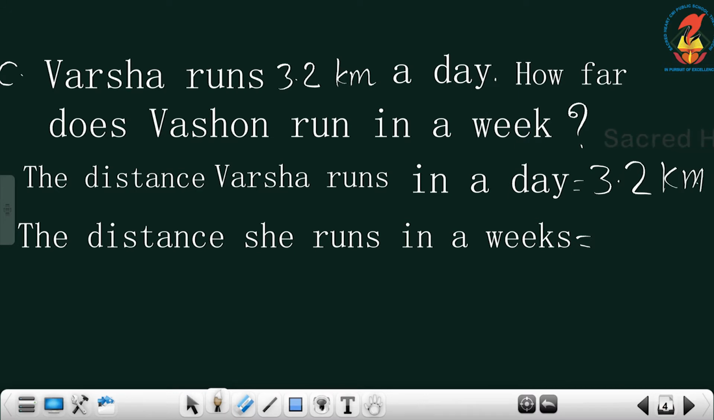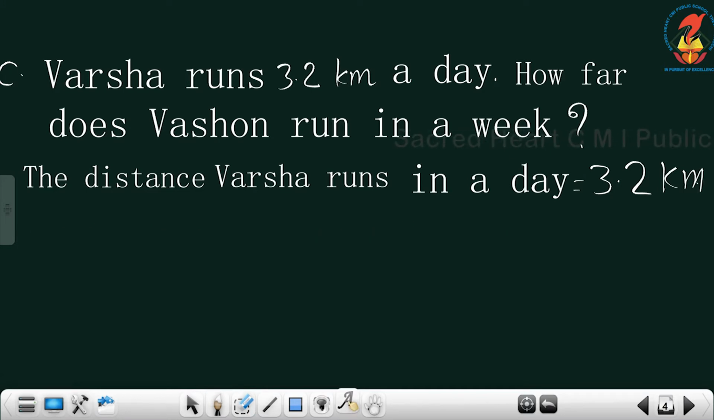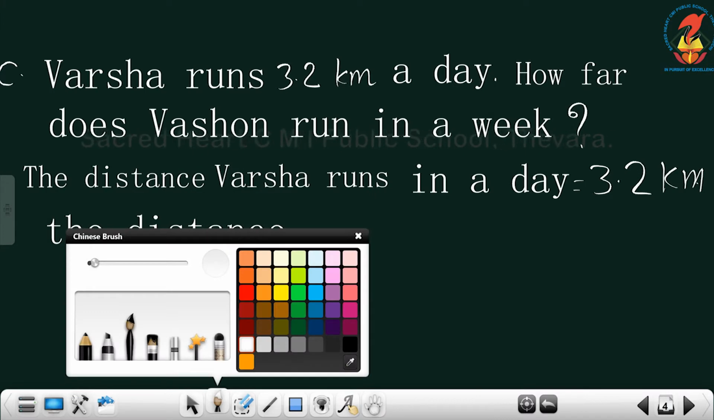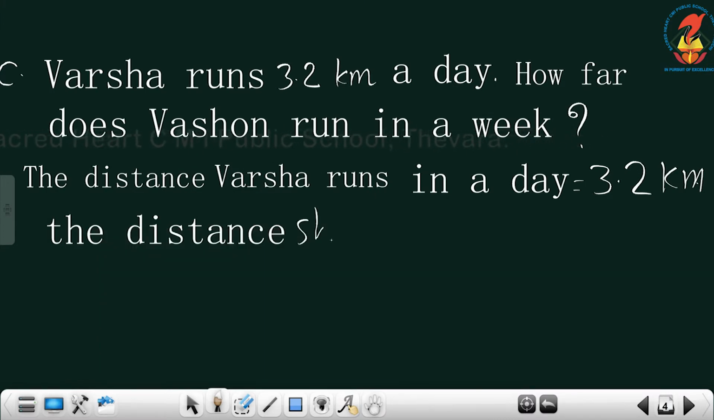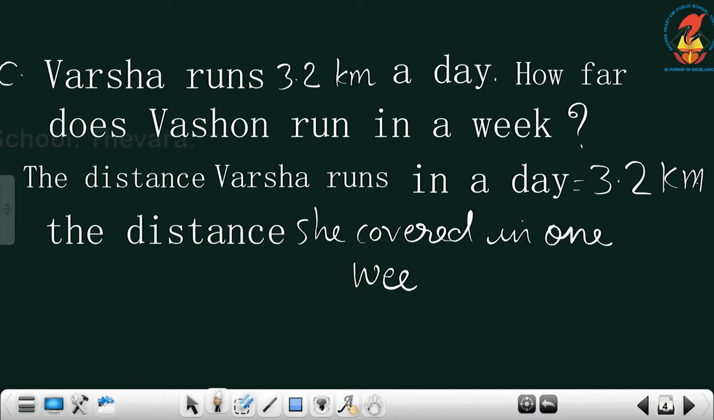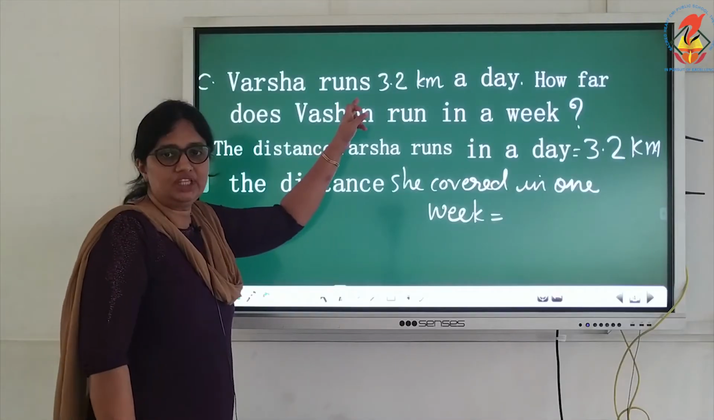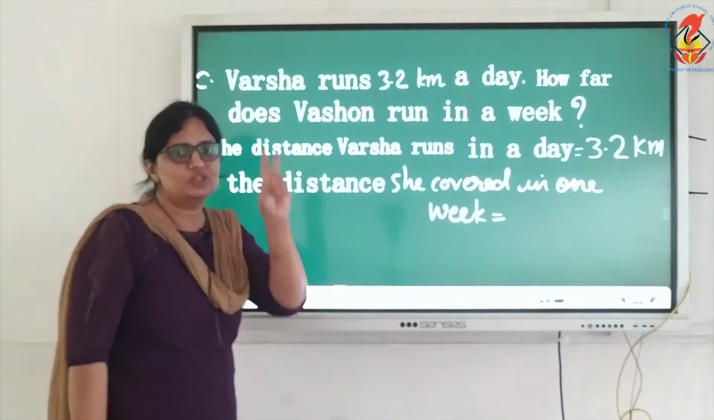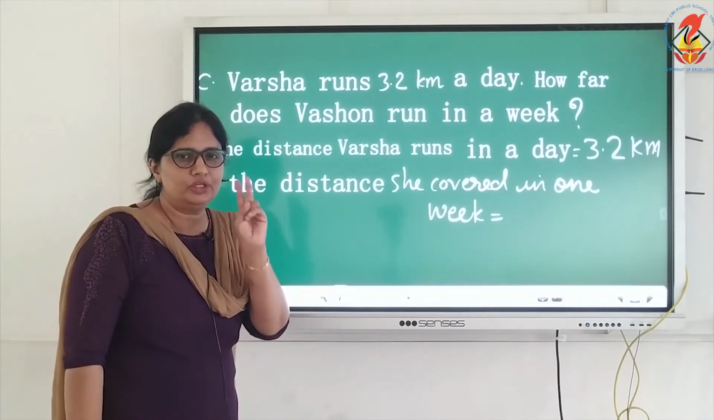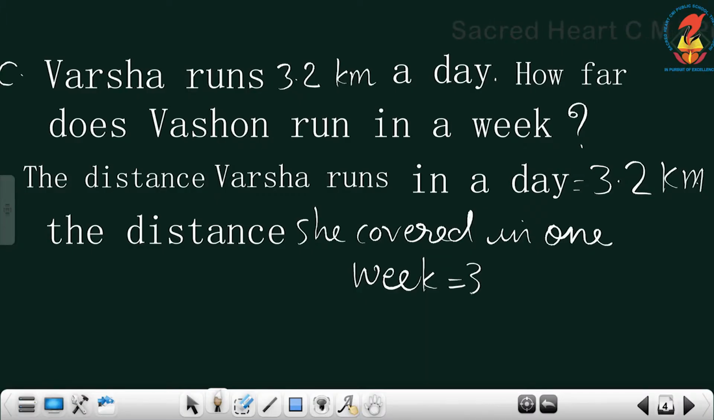The distance she covered in 1 week equals how much? How can we find it? She covers 3.2 kilometer in 1 day. So for 1 week we need to multiply 3.2 by what? Into 7. You will get the answer.